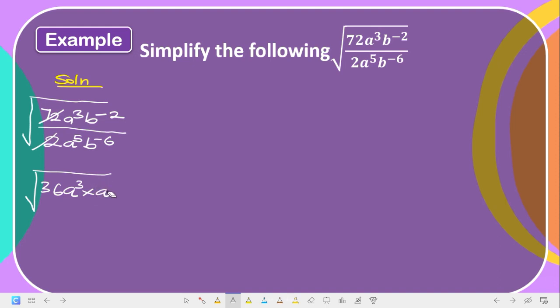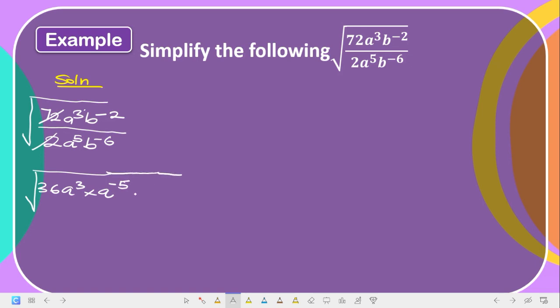Let's take it gradually. Let me make it easy for us. Now we have 72 divided by 2, which is 36. Is that also? Yes. Now, this a is raised to the power of 3. If this a raised to the power of 5 comes up, what will it become? It becomes negative, right? Yes. So this becomes a to the power of minus 5. Now, that makes sense.